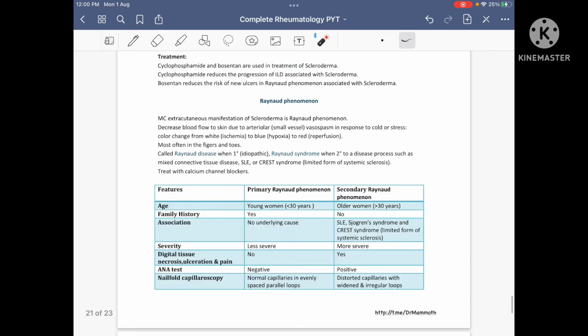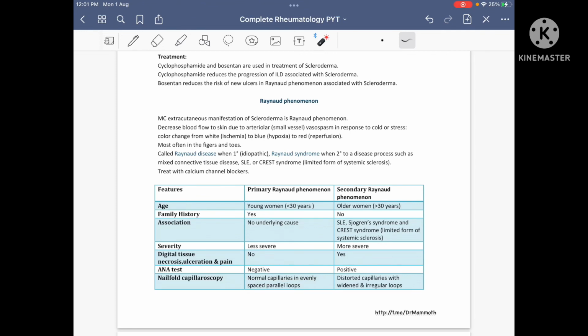The primary disease is more common in young women. Family history positive, no association with other diseases, less severe, no digital necrosis or ulceration or pain. ANA will be negative, and nail fold capillaroscopy shows normal capillaries in evenly spaced palpebral loops.